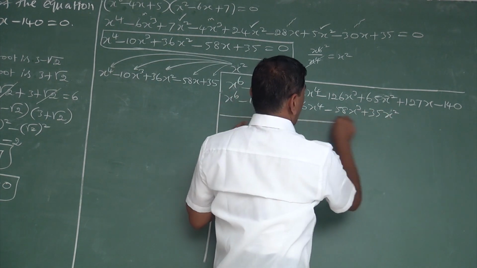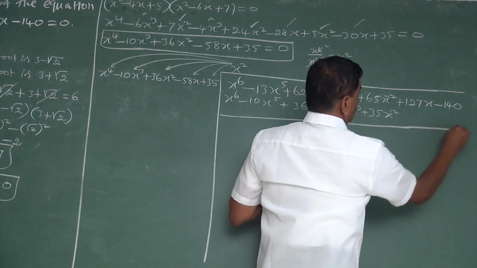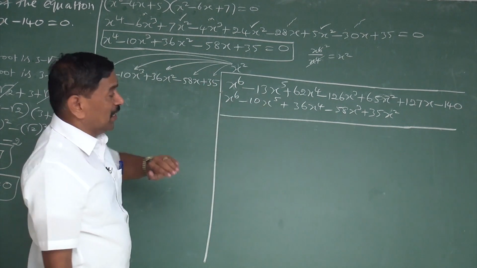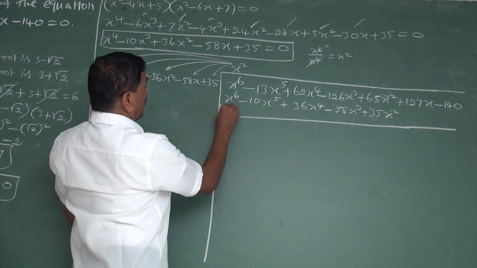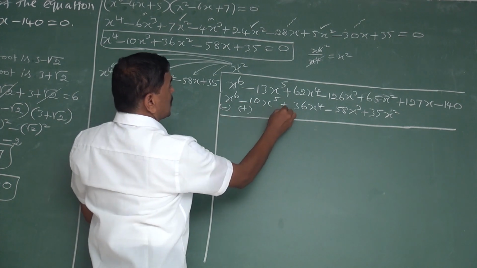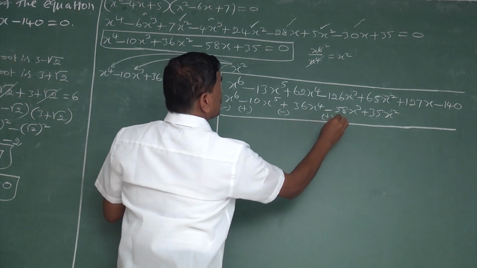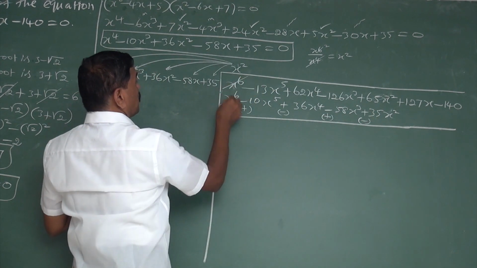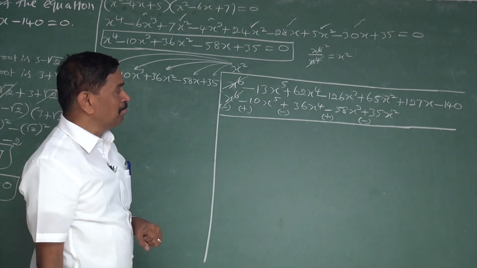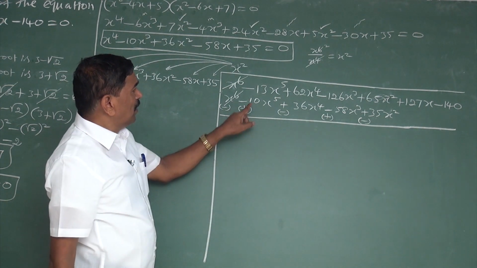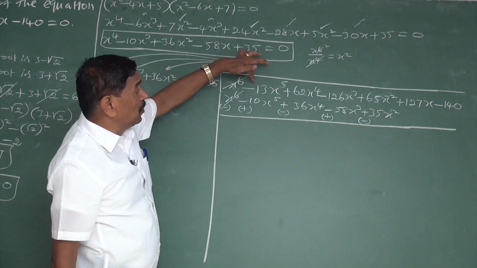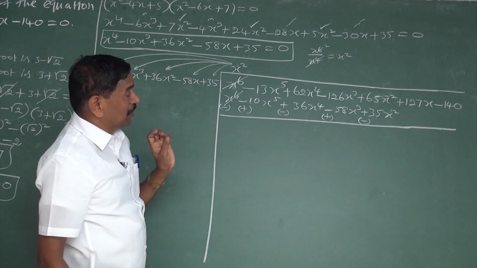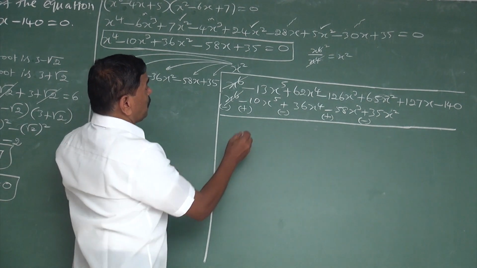Okay, draw the long line. Now, can you tell me what the next step is? Good. We want to change the signs in the second equation. Listen, plus changes to minus, minus changes to plus, plus changes to minus, minus changes to plus, and plus changes to minus. Simplification: x power 6 minus x power 6 cancel. Next step, here plus 10x power 5 minus 13x power 5. What is the simplification? Good, that is minus 3x power 5.